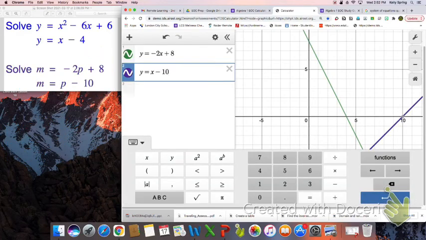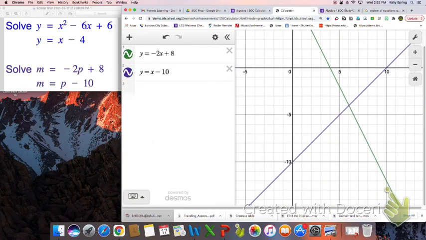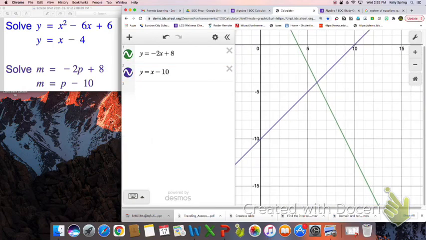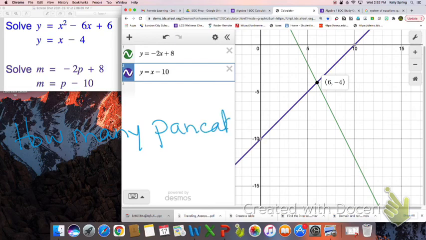So after I type them in again, just click on it. You can scroll it down and we can see where they intersect. And they intersect at (6, -4). Remember, this question is asking how many pancakes do we need to sell? They want to know what is P in that system of equation solutions. And we need to remember that P, we changed it to the X coordinate. So they're looking for the X coordinate of this solution. So the answer in this case would be 6.